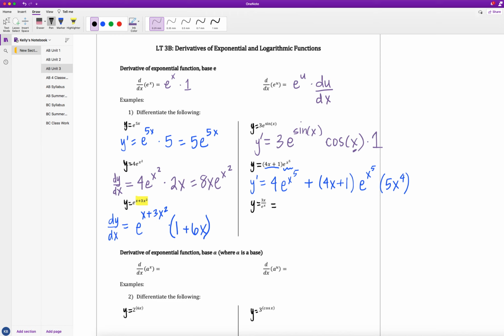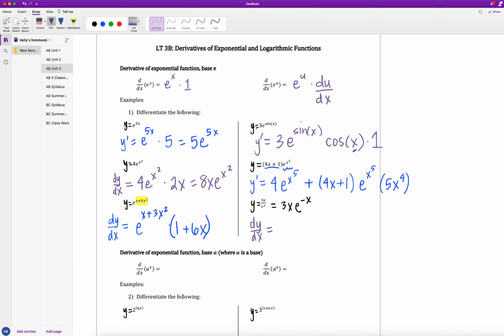To rewrite this without a fraction, I can move the denominator up to the numerator by making that exponent negative. So I would end up with 3x times e to the negative x if I were moving that e to the x up to the numerator. This will now make this a product rule instead of a quotient rule. Why don't you pause the video and find your derivative for this last example here.